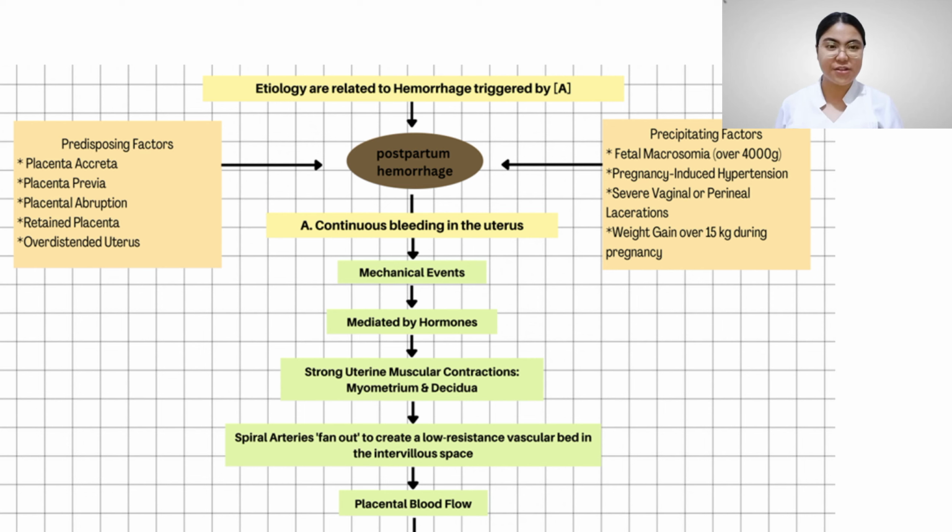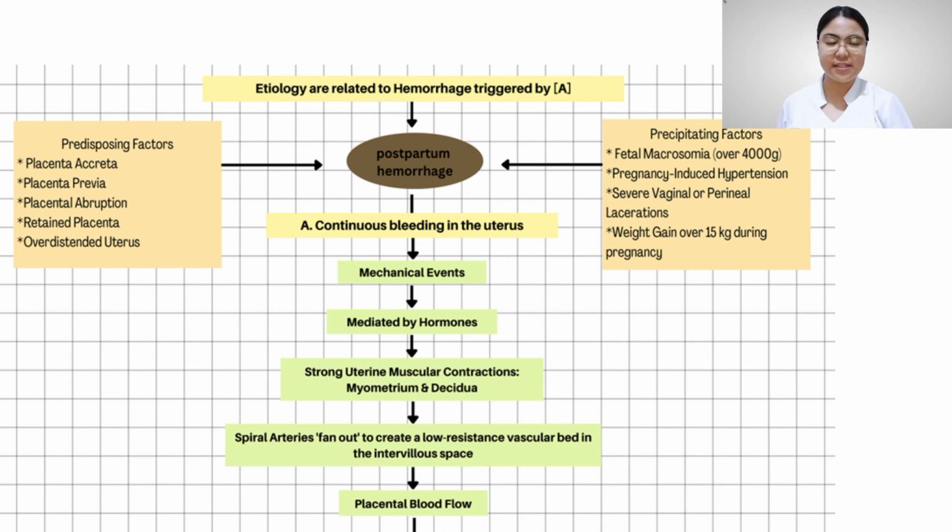So, let us start with the main topic, which is postpartum hemorrhage. As you can see on the screen, it is the brown box that is encircled. On top of that, you can see a yellow box, which is the etiology. It is said that the etiology is related to hemorrhage triggered by A. A is the continuous bleeding in the uterus.